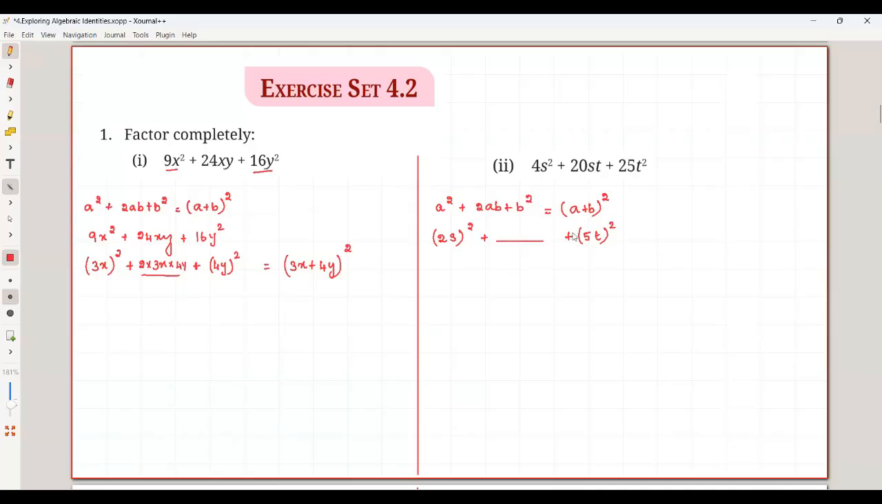We have to fill in 2ab also. So 2 into, this is our a value, 2s, into the b value, this is our 5t. If you multiply this, you will be getting 20st. Yes. Now this is equal to 2s plus 5t the whole square. This is our factor form.